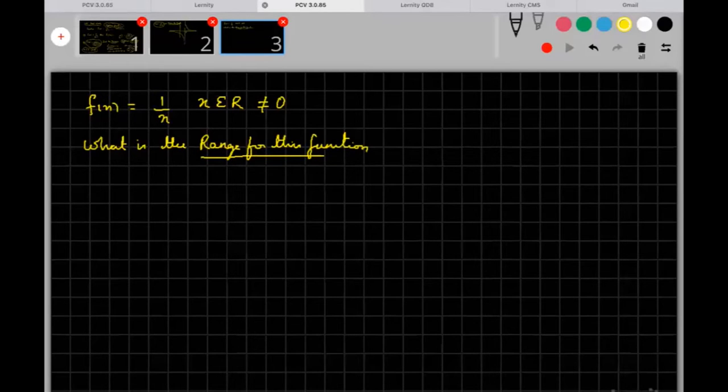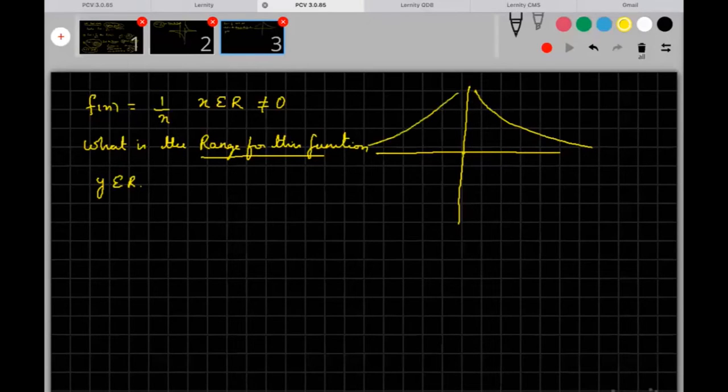So if x belongs to R, x not equal to 0, if x is a negative number, it will be negative. So here y will belong to R. 1 by x, how does 1 by x look? 1 by x will, on the right side of 0, look like this. On the left side of 0, it will look like this. So it can take any number. No, I'm making an error here. On the left side of 0, it will look like this.